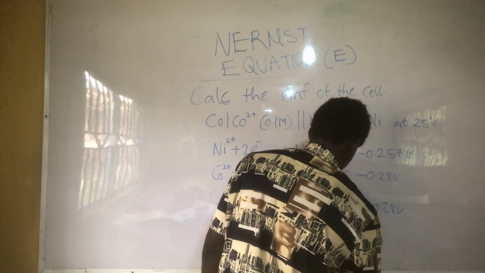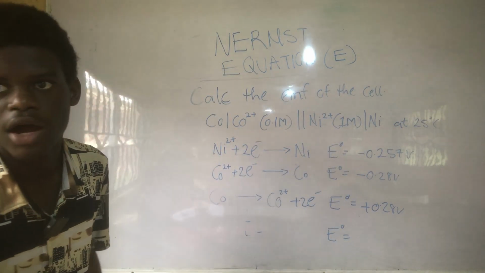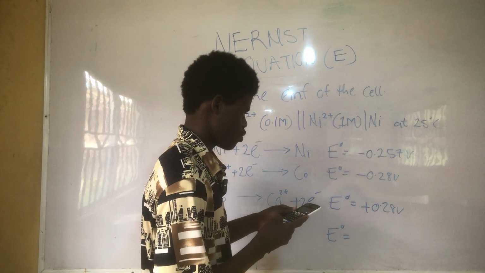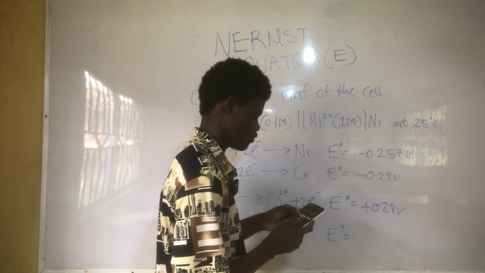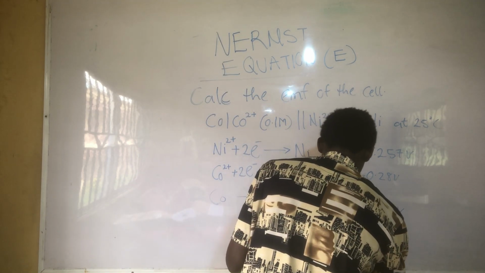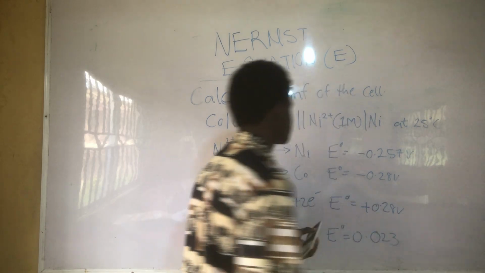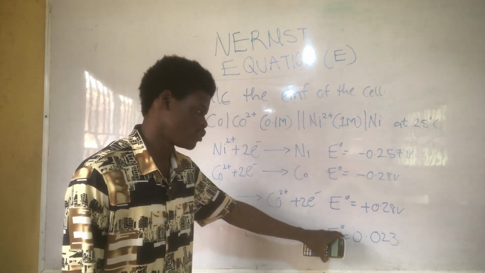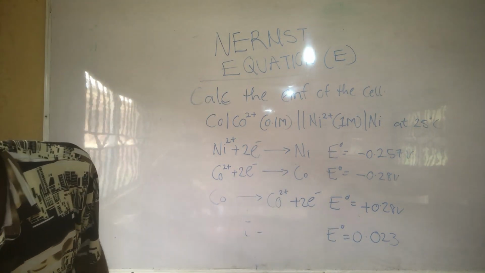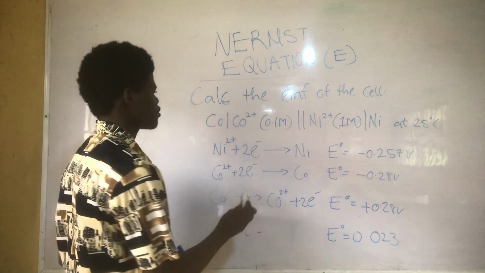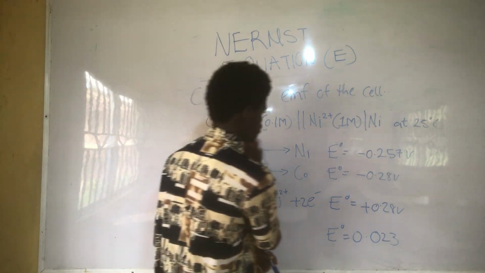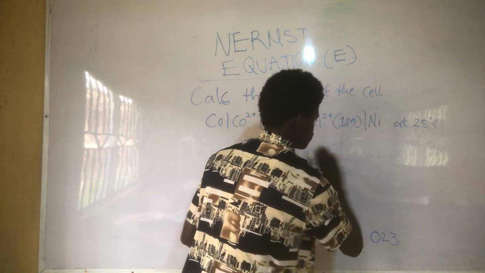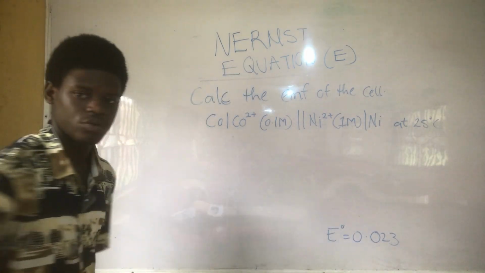The standard EMF, we're just going to add it up. That will be minus 0.257 plus 0.28, and that will give you 0.023. So we found the standard EMF, but not the EMF. This one is just the standard EMF. So to find the EMF, let's clean this. Okay.